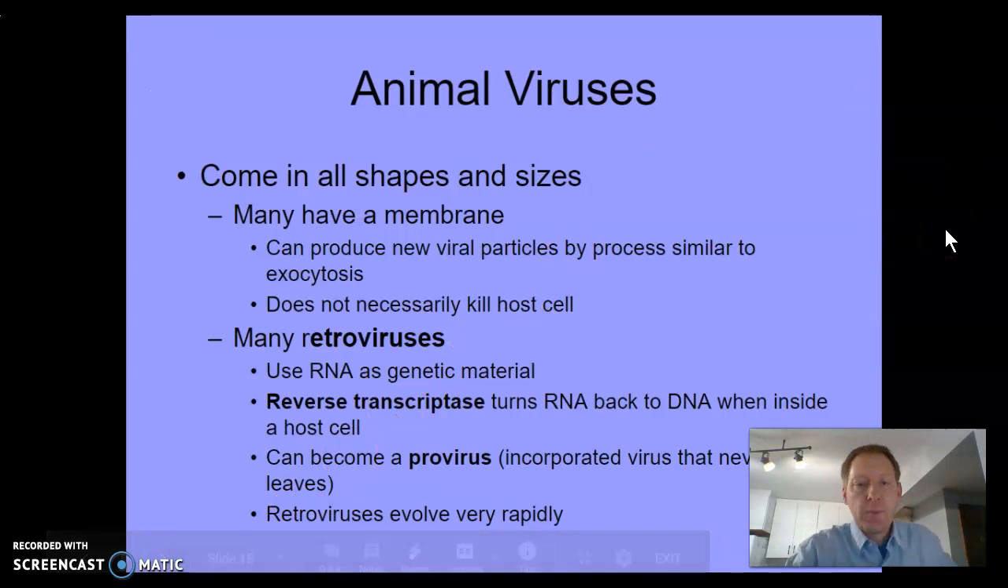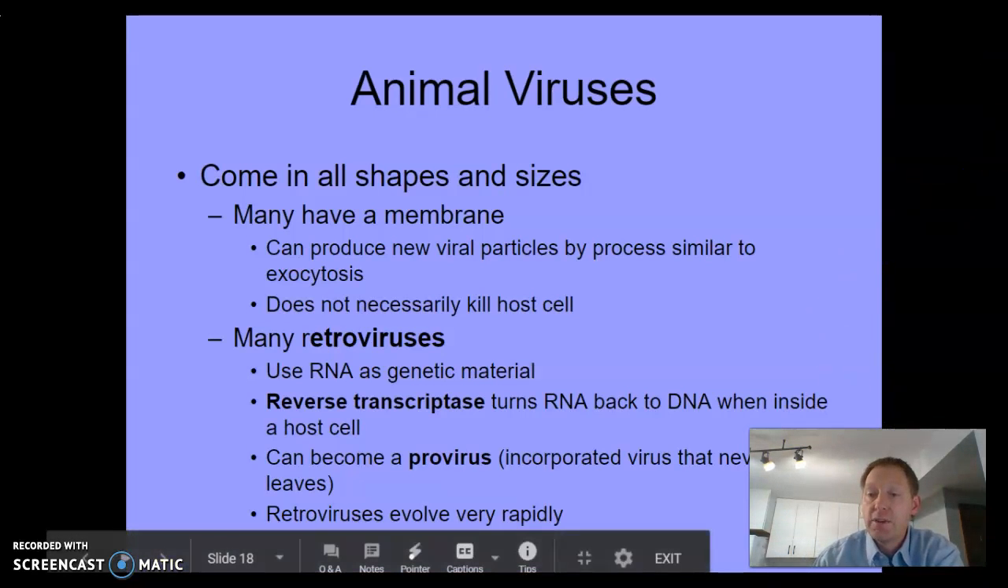Animal viruses come in all shapes and sizes. A lot of them have cell membranes. Those viruses that have cell membrane proteins don't actually have to destroy the cell. They can use the process of exocytosis to produce new virus particles. So it doesn't actually kill the host cells.